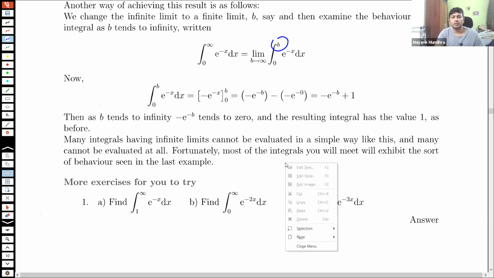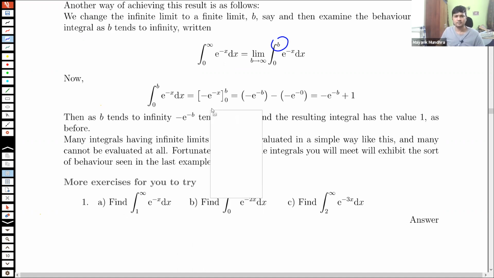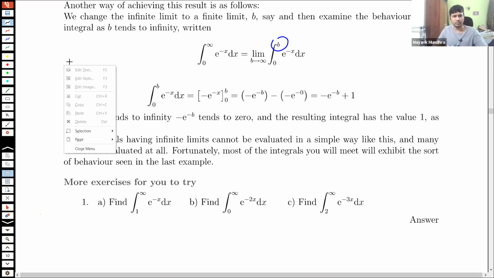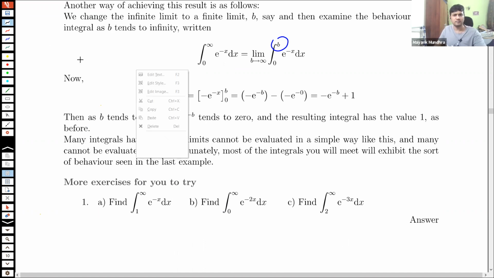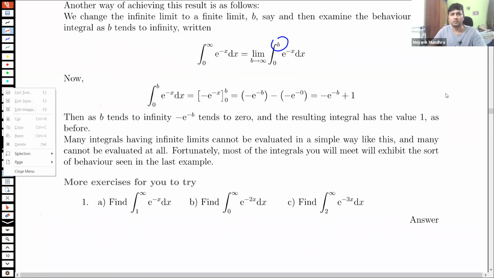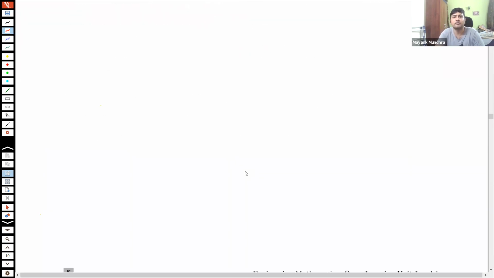There are a bunch of other problems which you can try for infinity and find their values.